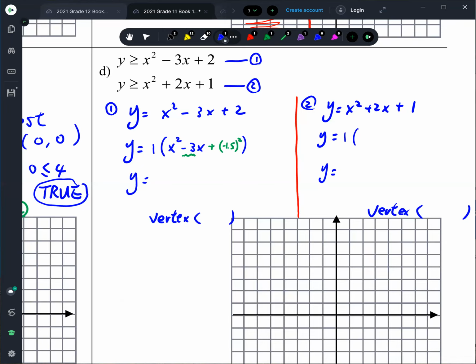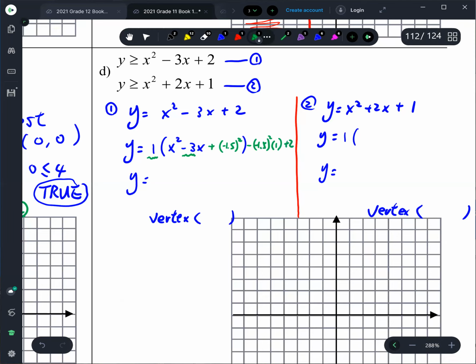And then you do minus. Is it minus or plus? Minus. Always minus, the bracket negative 1.5 squared. And then what comes next after that? Times the front number, so times 1, and then plus 2. Okay, continue. So what's the form?